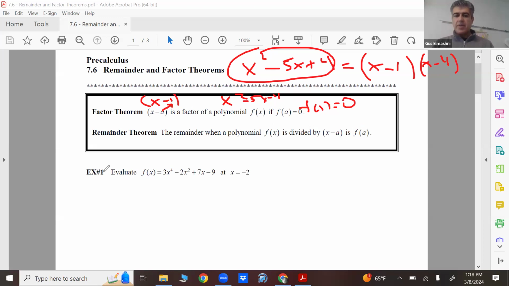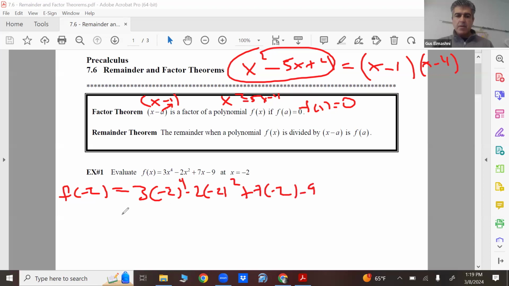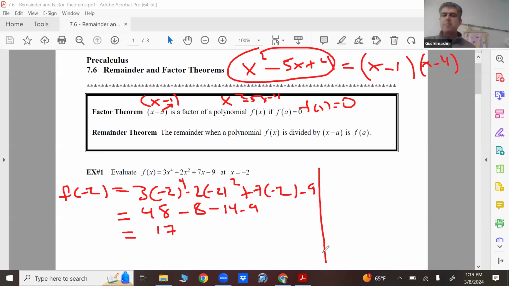So let's talk about example 1 here. You're asked to evaluate this, right? So I'm going to do this a couple ways. I'm going to just do it the way you've been taught before. Just plug -2 straight up, right? If you plug -2 straight up, you have to just be mindful of all the negatives, right? So you get 48 minus 8. Is that right? Yeah. Minus 14 minus 9. If I work all that out, I should get 17, I think. Is that right? Yeah, I get 17. Okay.